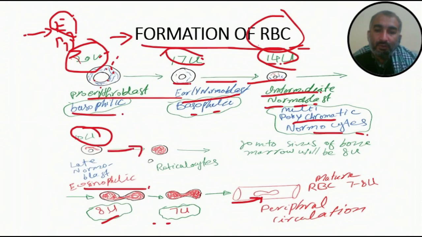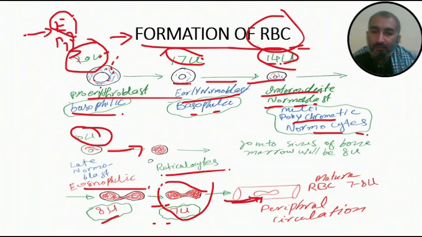After that it matures into a reticulocyte. For the reticulocyte, we can say that it is 8 micron here. After that it gets smaller with more maturation of the cytoplasm, and the nucleus is totally gone here. So reticulocytes have an absence of nucleus. They don't have any nucleus. After that they come into the peripheral circulation, and when fully mature we call them RBCs, which are 7 to 8 micron. Very important.